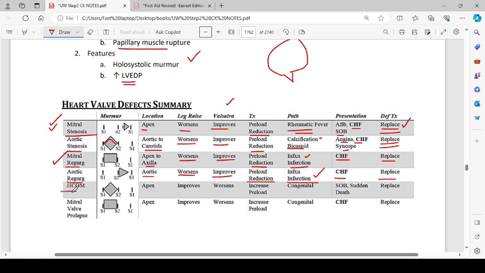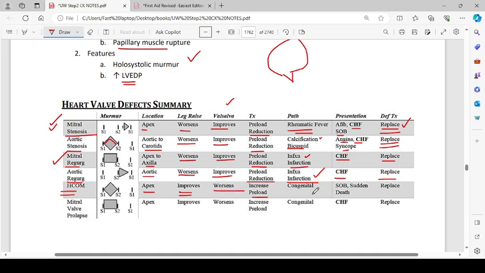For hypertrophic obstructive cardiomyopathy, the murmur is very similar to that of aortic stenosis, but the maneuvers will differentiate these murmurs. So you can see that it is crescendo decrescendo pansystolic murmur. Location is apex. With the leg raise, this murmur improves because the leg raise increases the preload. That will increase the left ventricular volume, and that will alleviate the left ventricular outflow tract obstruction.